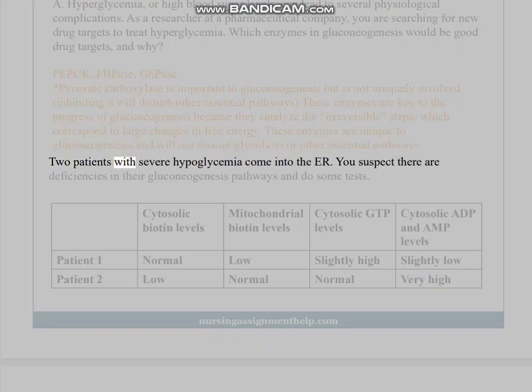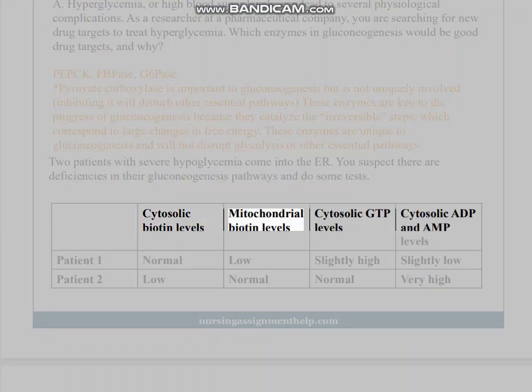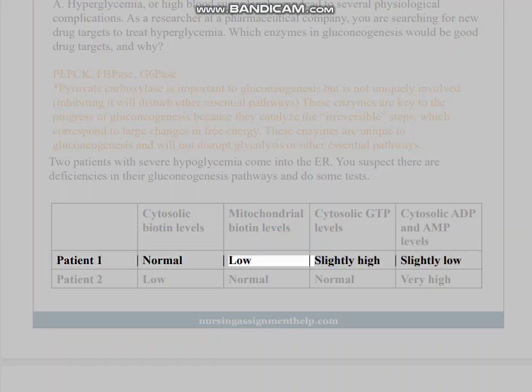2 patients with severe hypoglycemia come into the ER. You suspect there are deficiencies in their gluconeogenesis pathways and do some tests. Cytosolic biotin levels, mitochondrial biotin levels, cytosolic GTP levels, cytosolic ADP and AMP levels. Patient 1: normal, low, slightly high, slightly low. Patient 2: low, normal, normal, very high.